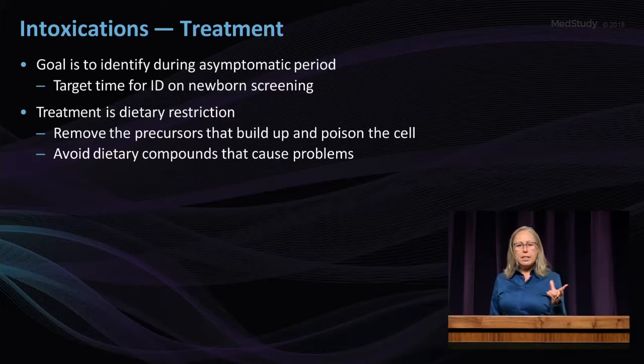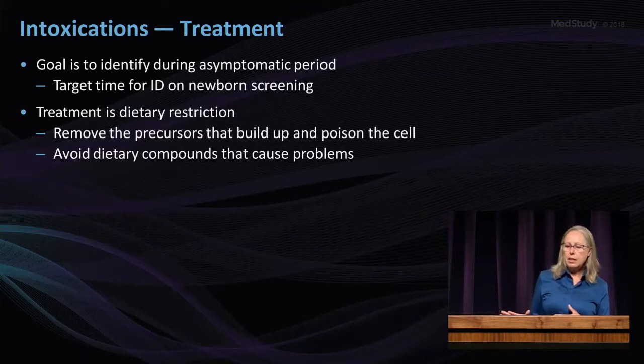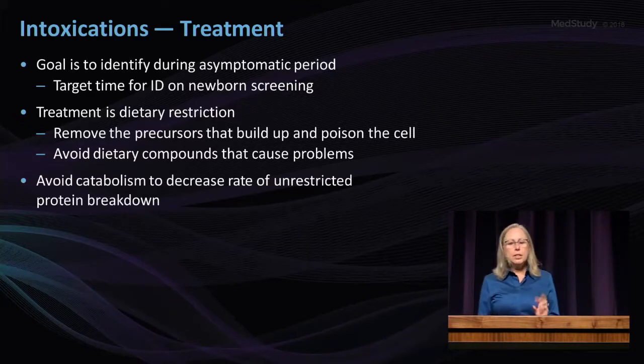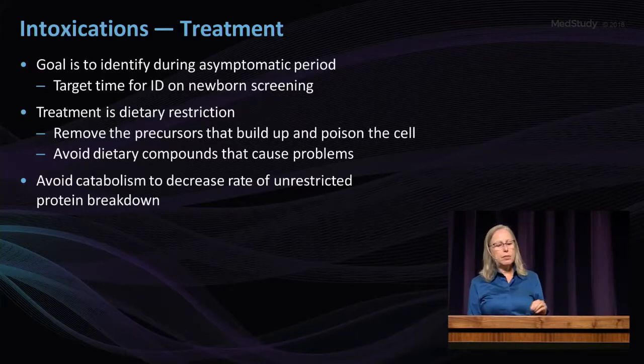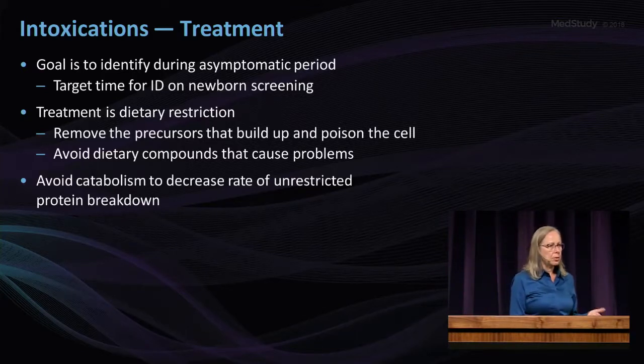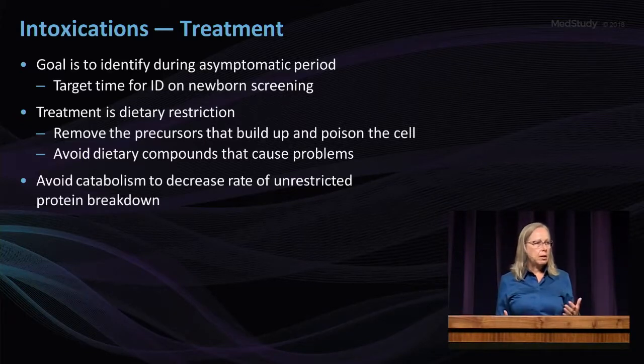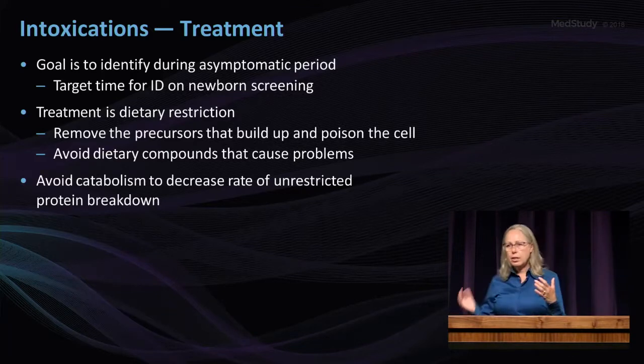Treatment is often a dietary restriction. You remove the precursors that build up and poison the cells, and then you avoid dietary compounds that cause the problems. You would also like to avoid catabolism to decrease the rate of unrestricted protein breakdown. Every time somebody gets sick, they're going to go into a catabolic state. So no matter how well they were doing on their diet, now we're going to get disordered metabolism based on that.